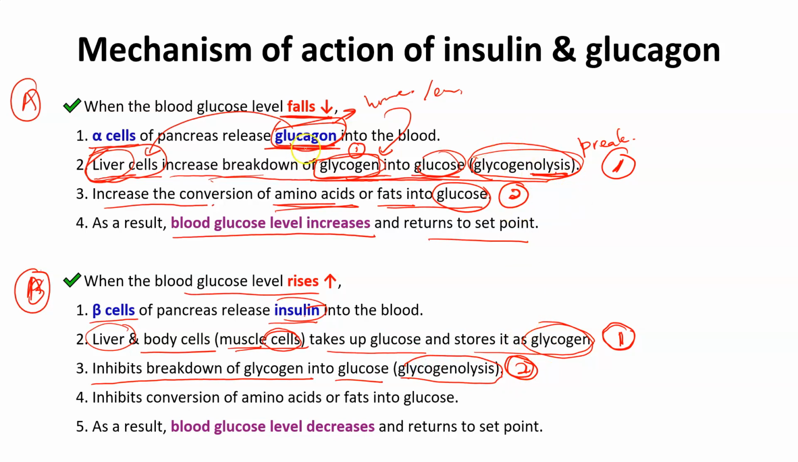Earlier, glucagon causes glycogenolysis, but insulin causes the inhibition of glycogenolysis. It does not allow glycogen to break down into glucose. The third mechanism, the third response, is that it causes the cell to inhibit the conversion of amino acid or fat into glucose. Alright, so you can see the antagonistic effect of the two hormones. Therefore blood glucose level decreases and returns to the normal set point.